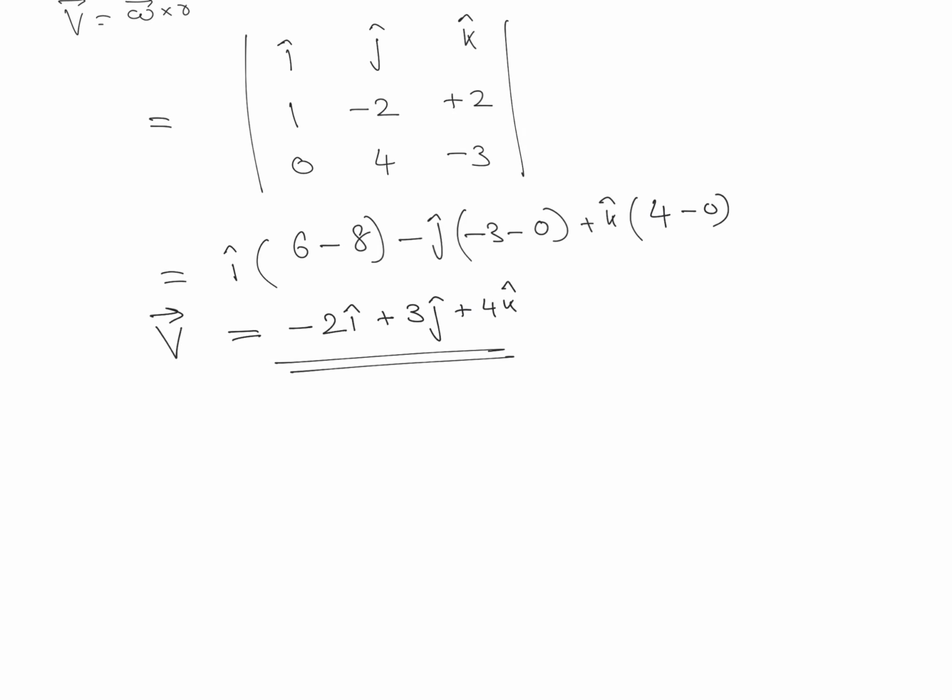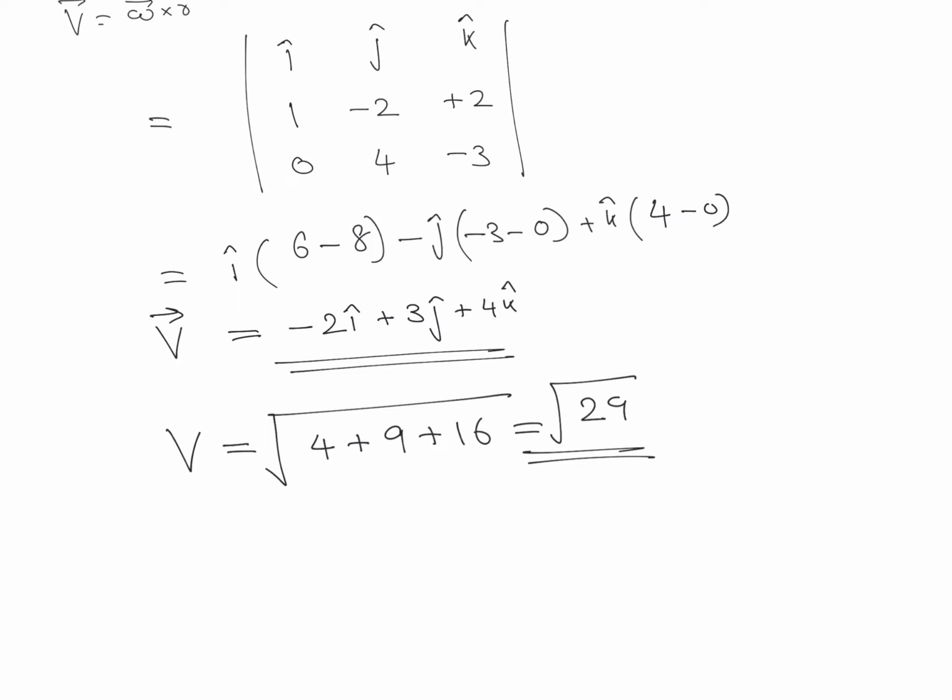Now in the question they are asking to find the magnitude of this vector. So magnitude is equal to the square root of the x component squared, that is minus 2 squared, 4, plus the y component squared, that is 9, plus the z component squared, that is 16. So 16 plus 9 is 25, 25 plus 4 is 29. So this is equal to root of 29.